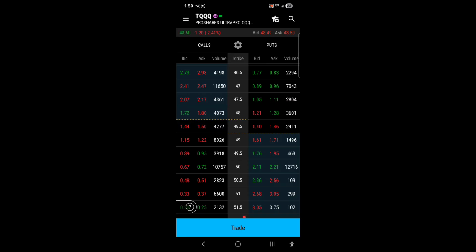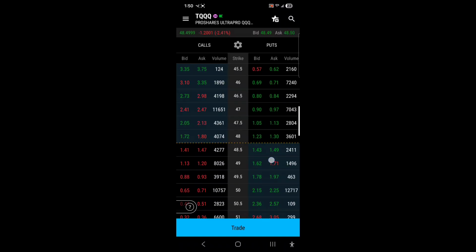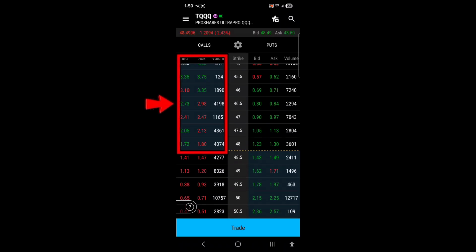Now, if you notice, I'm only going to focus on the call, okay? There are two parts. There's actually two shaded parts. The part that is below the stock price, this whole region is shaded. Can you tell? There's like a light blue shaded area. That means it's in the money.